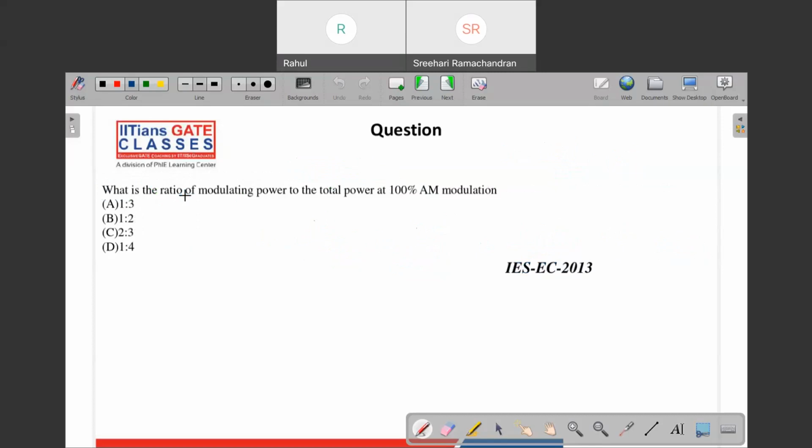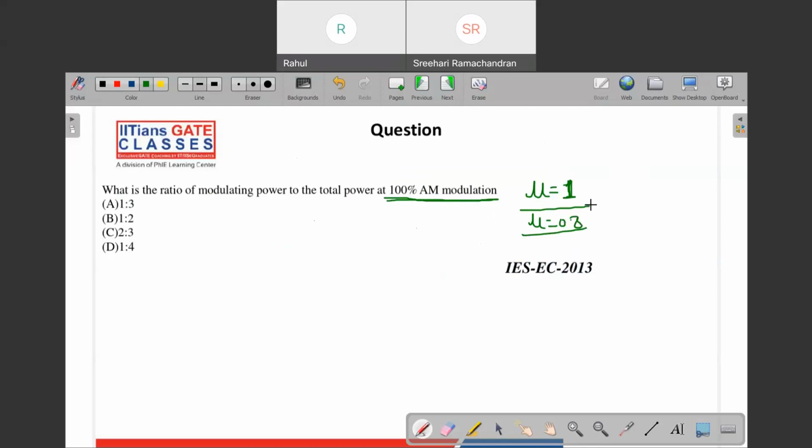Now, what is the ratio of the modulating power to the total power for 100% AM modulation? In this case, when it says that it has 100% AM modulation, that means that mu is equal to 1. That's what it means by 100% modulation. If it says that it is 80% AM modulation, it means that mu is equal to 0.8, and so on. So in this case, it is saying 100% AM modulation. That means that mu is equal to 1.